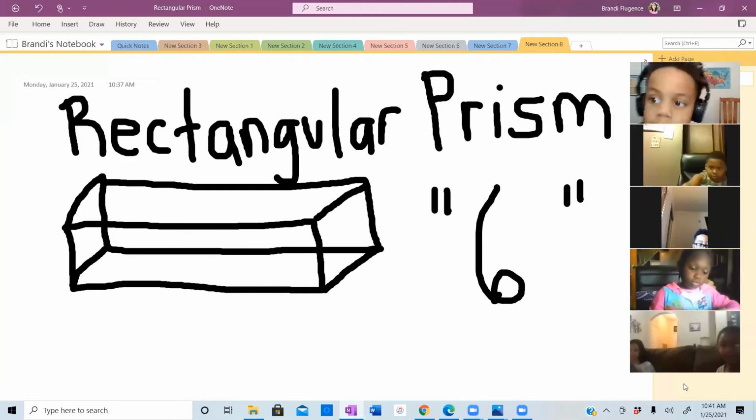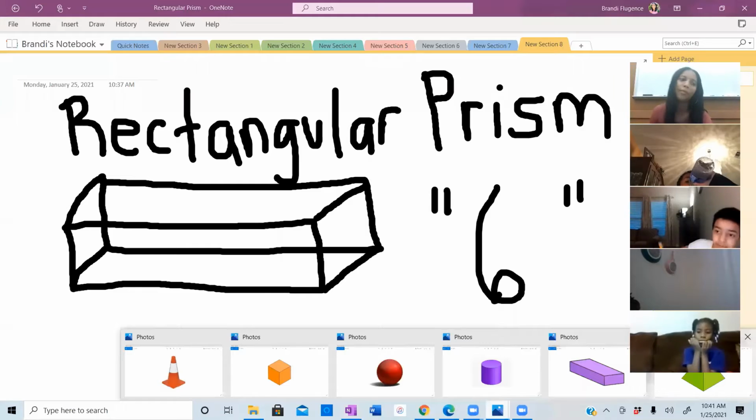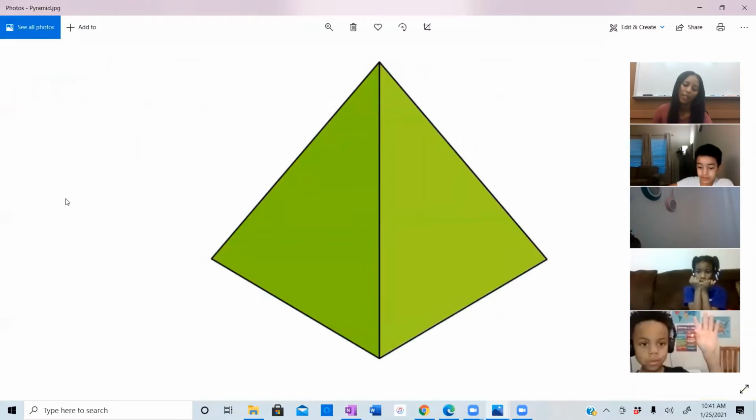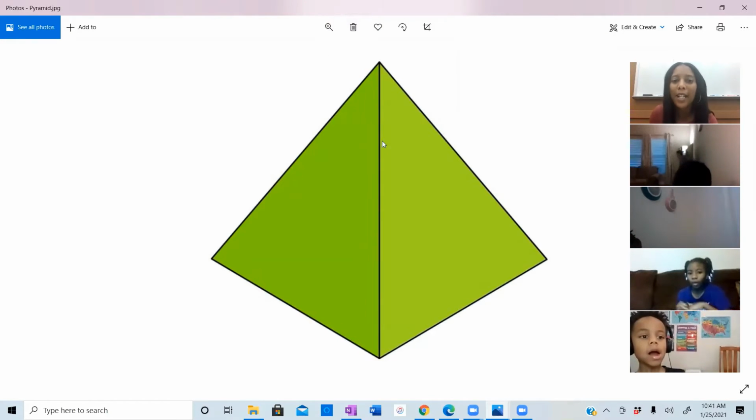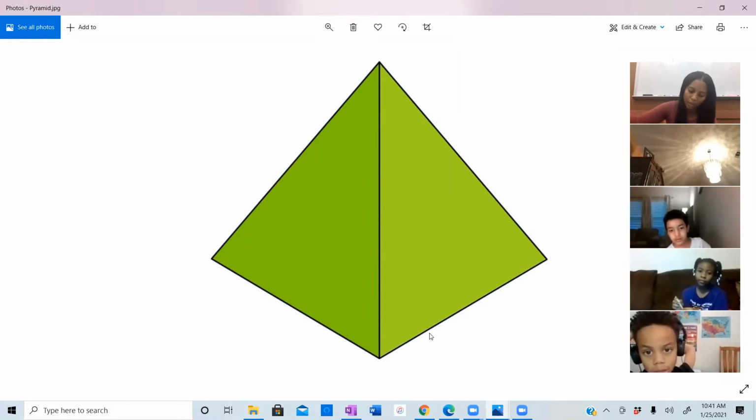Okay, so this one is super easy. I know everyone will know this one. It's called a pyramid. So I mean, you can tell a pyramid is made up of which shape? Triangle. So it's a bunch of triangles put together.